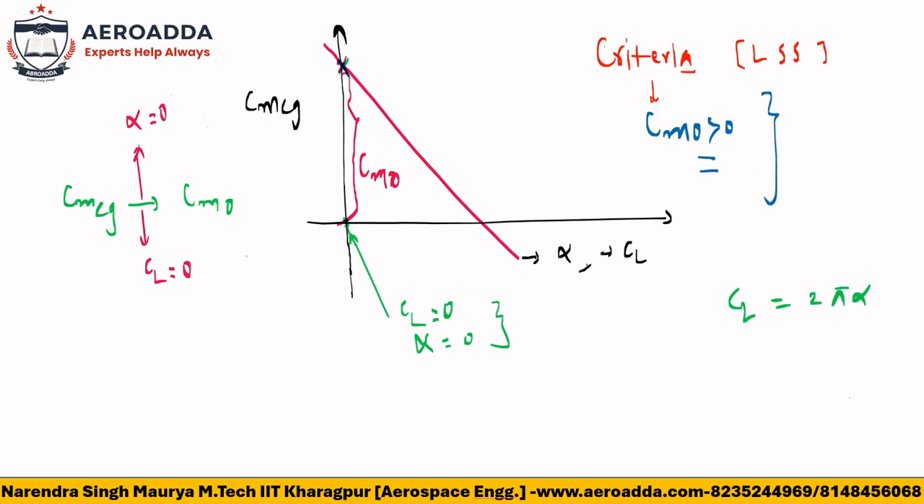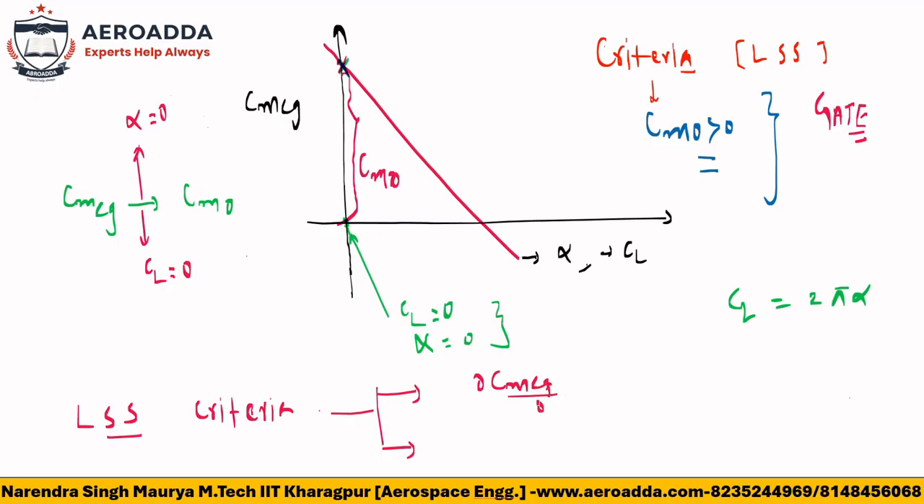This is not one time, not two times. If you see the previous year GATE questions, multiple times they have asked this criterion, with different formats, with different combinations. So ultimately the LSS criteria, you had seen the criteria separately, but now the combination is, see the combination. What is the combination? dCM CG by d alpha must be less than 0. Also you can say dCM CG by dCL must be less than 0. And the second is nothing but CM naught must be positive.